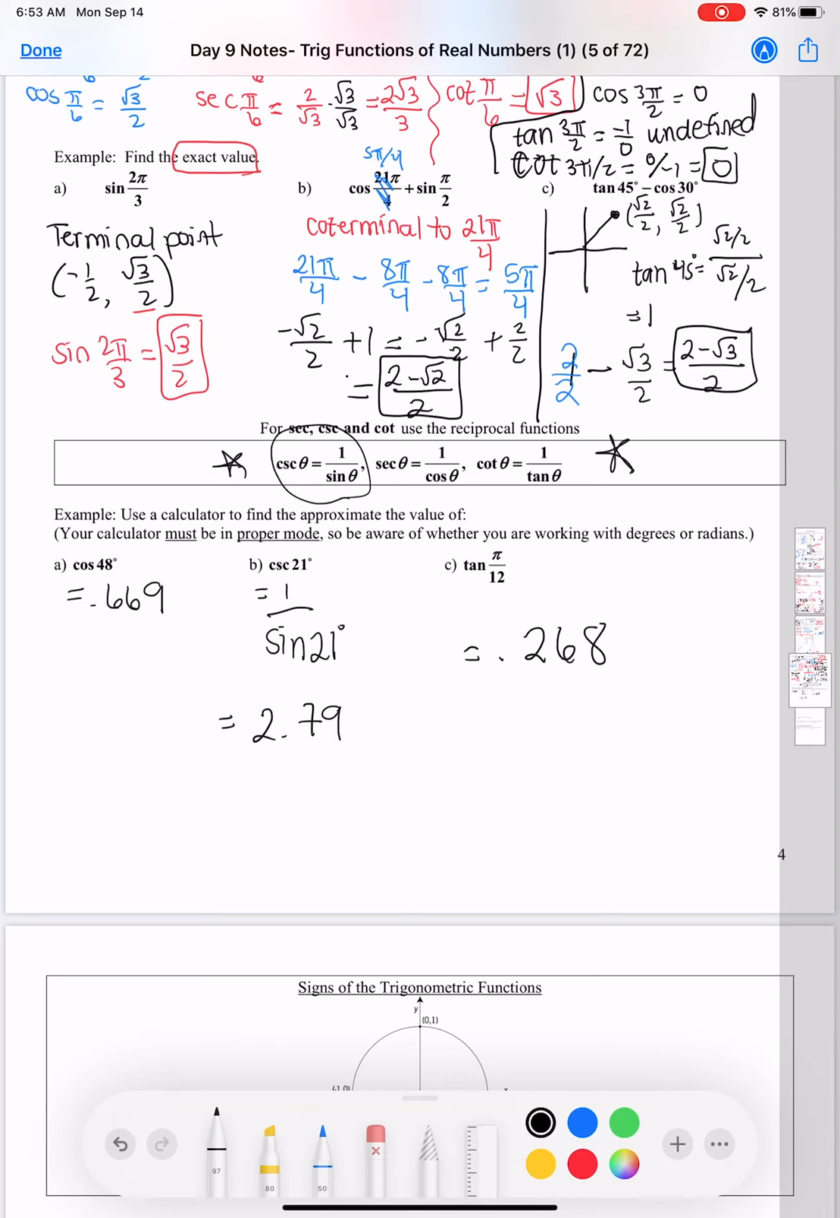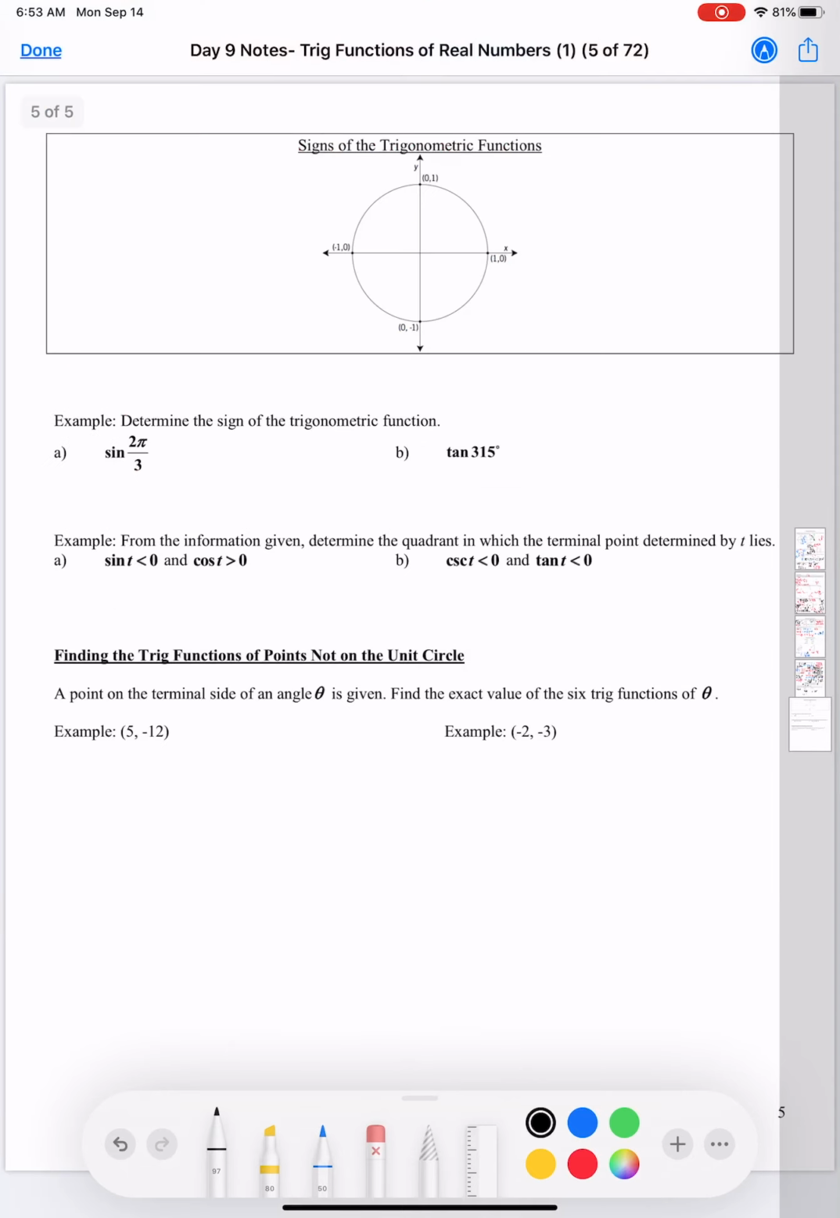So sometimes there are right angle measures that we don't actually know on the unit circle, like the 48 degrees or 21 degrees. And in those cases, we will need our graphing calculators.